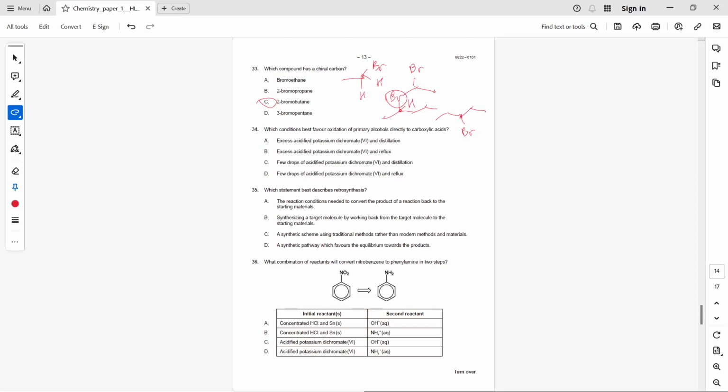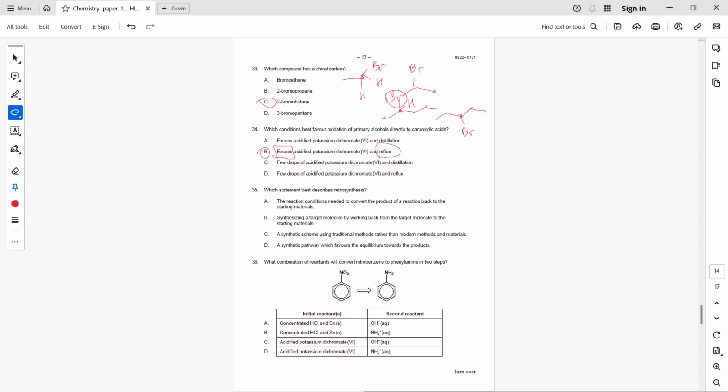For the next question, of course we need the oxidizer in excess, because the more oxidizer, the better the oxidation goes. And we need to do reflux because again, with higher temperature the rate of the reaction is higher, so the option is B.